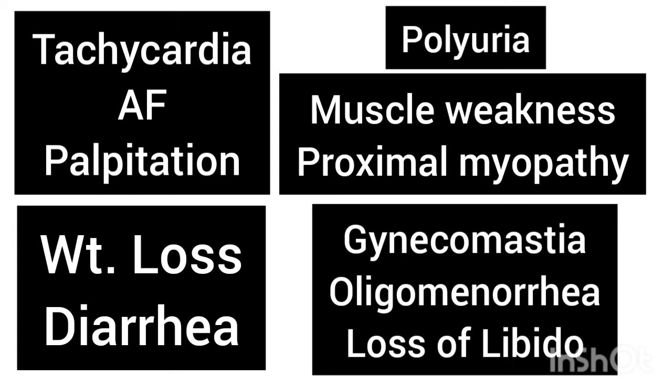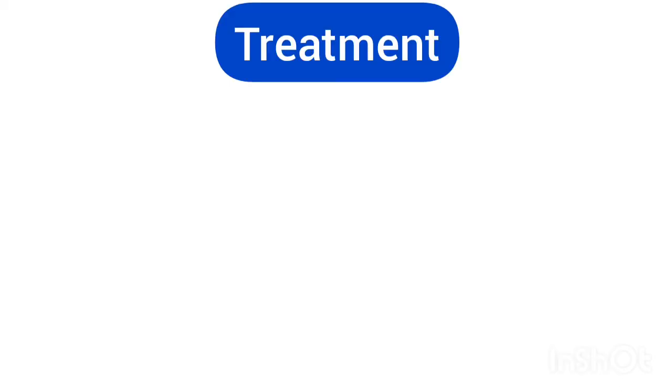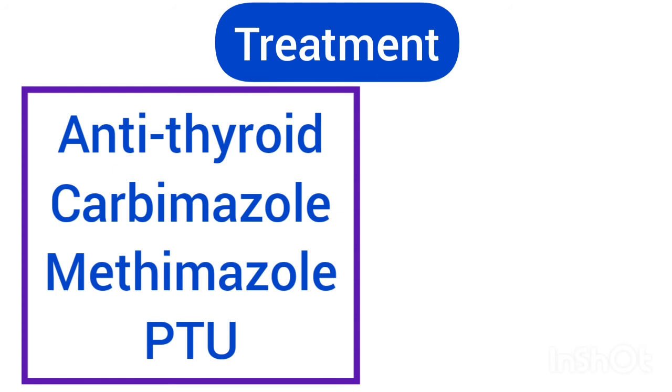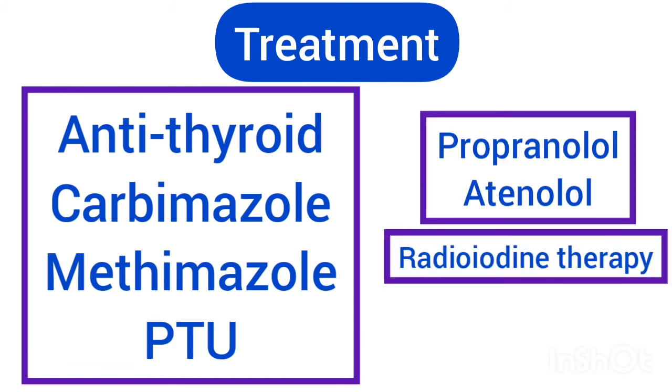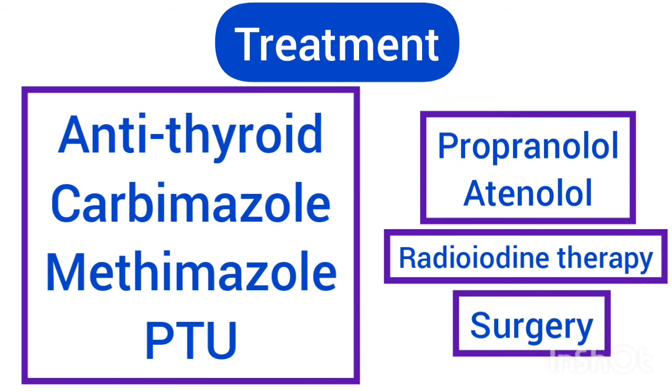The treatment of hyperthyroidism includes antithyroid drugs, beta blockers, radioiodine, and subtotal or near total thyroidectomy, that is surgery, as the last resort.